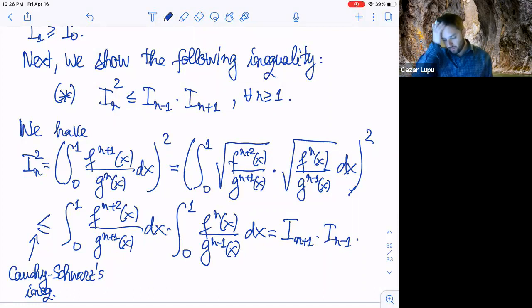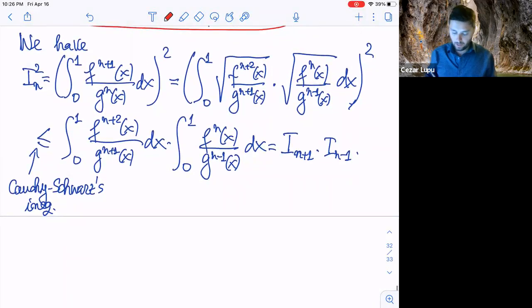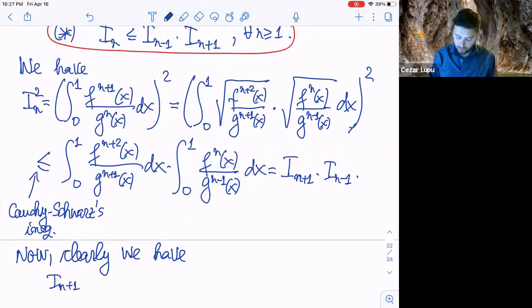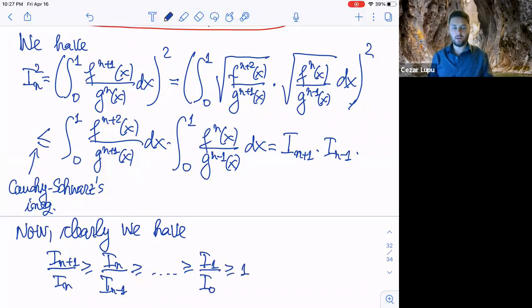So now let's see how we can use this inequality. Clearly, let's rewrite this: I(n) plus 1 over I sub n is greater or equal than I(n) over I sub n minus 1. And we keep going inductively until we get to I(1) over I0. But we have proven at first by using Cauchy-Schwarz that this is greater or equal than 1. So therefore, this implies that I(n) is increasing. Great.